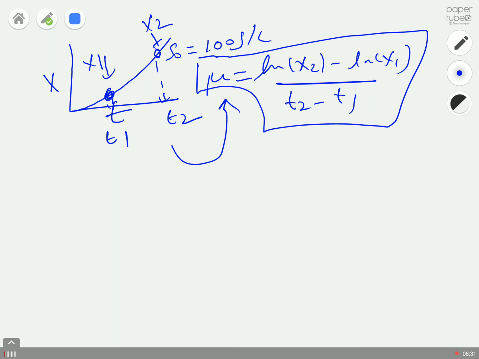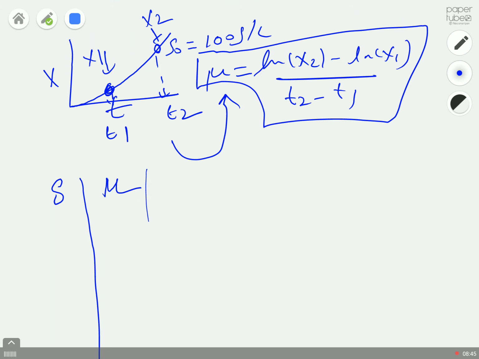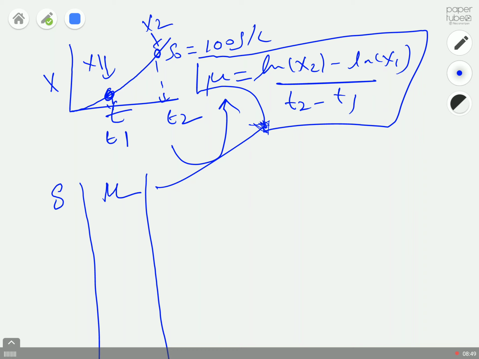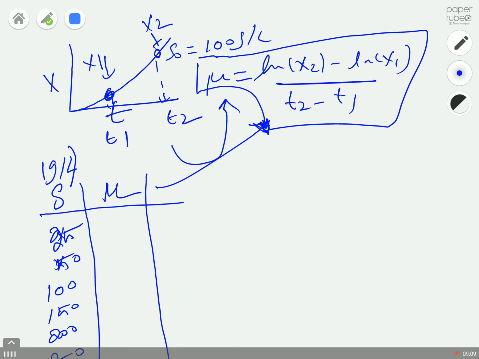So what we are going to do is perform a lot of experiments for different substrate concentrations, and then you calculate your specific growth rate, say, using this Monod expression. And then if you observe the data, say you started from 25 grams per liter, 50 grams per liter, 100 grams, 150, 200, 250, 300. So you perform a wide range of experiments, yeah? Starting from different initial substrate concentrations.